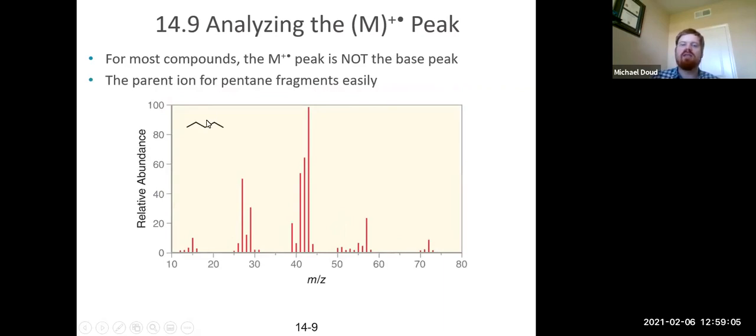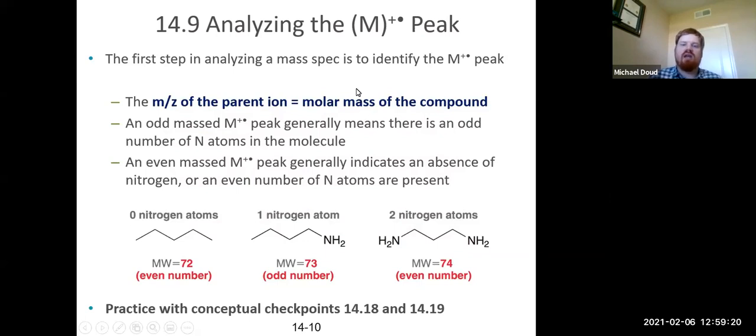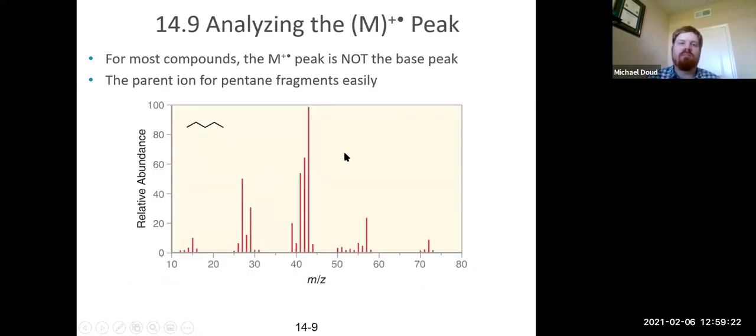But that's not the case for pentane, for example. Pentane fragments really easily, in fact, and you can see that rather than the parent peak, which is all the way over at 72, the base peak ends up being about halfway through, around 44. So it just tells us that there's a lot of ways that you can fragment pentane. We'll look at that very briefly, but again, we're going to be focusing on the parent peaks here, so this end down here.